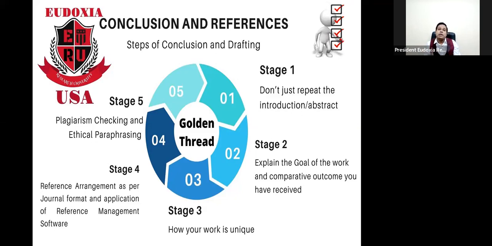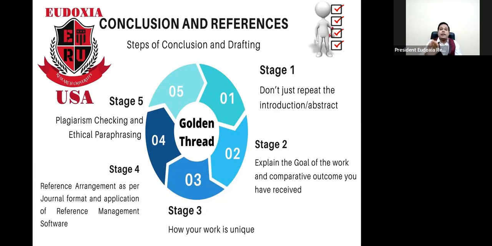So in stage 2, explain the goal of the work and the comparative outcome. That is, what was your goal and what you have received. That is also important, and you need to mention it in a very stylish way in your conclusion part. Thereafter, stage 3, how your work is unique. Read it again and again, edit it and make it unique in nature, because everyone needs unique work. Stage 4 is the reference arrangement, and you can go with the journal format.